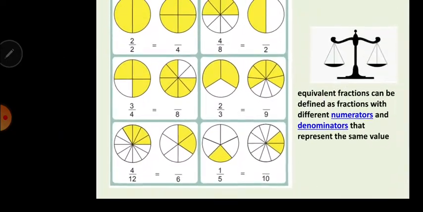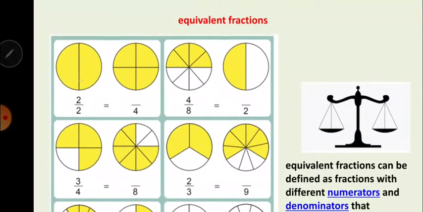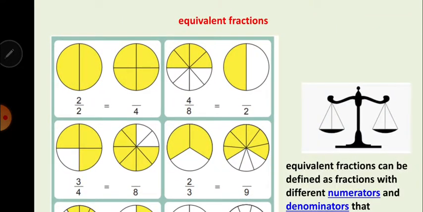We say equivalent fractions depend on the size. That means they are two fractions that have different denominators, as you can see, different numerators, but they share the same size. You see, the same size. So if I have here 2 halves, that means it's the same as 4/4. It's the whole. You colored everything.